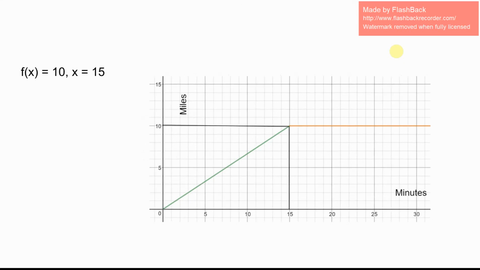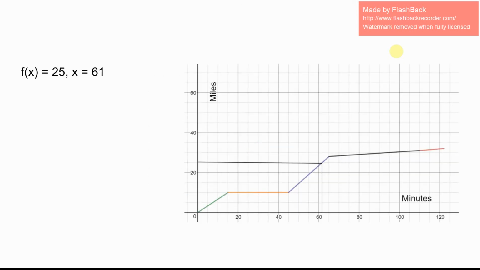Then for our next one, f of x equals 10, which is the miles, and so x would equal the minutes, meaning in 15 minutes we have traveled 10 miles. Then for the last one, f of x equals 25, which is the miles, and then 61 would be the minutes, so in 61 minutes we have traveled 25 miles.